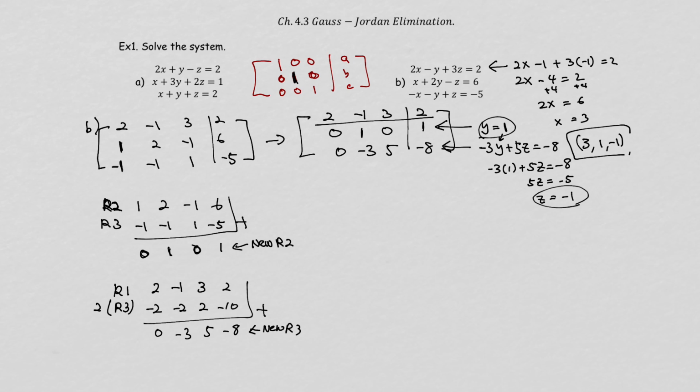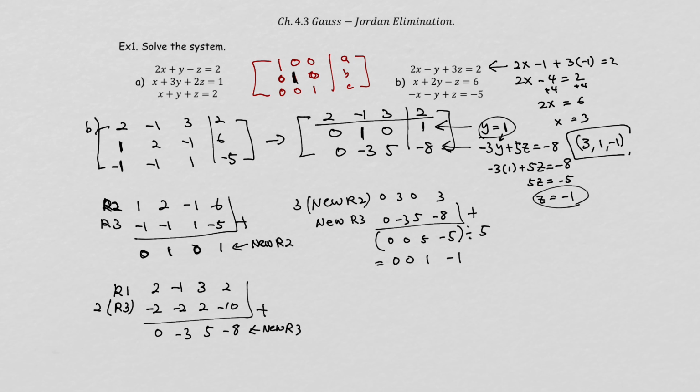I will do new row 2. I need to make this one 3, so times 3. And then add it into new row 3, right? Then it will get 0, 3, 0, 3. And this is going to be 0, negative 3, 5, and negative 8. Add them up. I get 0, 0, 5, and negative 5. And when I divide this by 5, I get 0, 0, 1, negative 1. So my z is equal to negative 1, right?